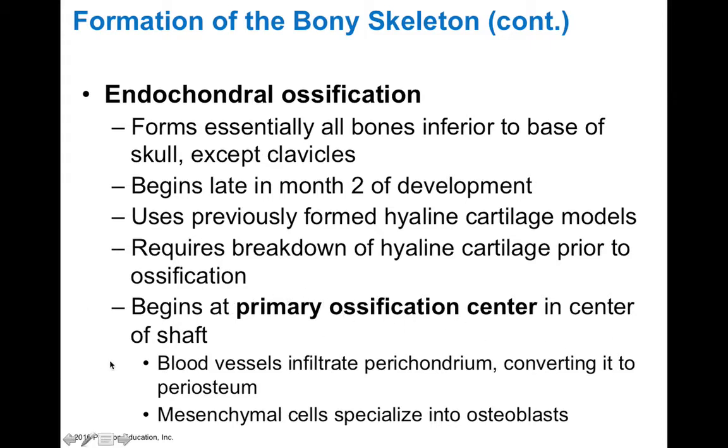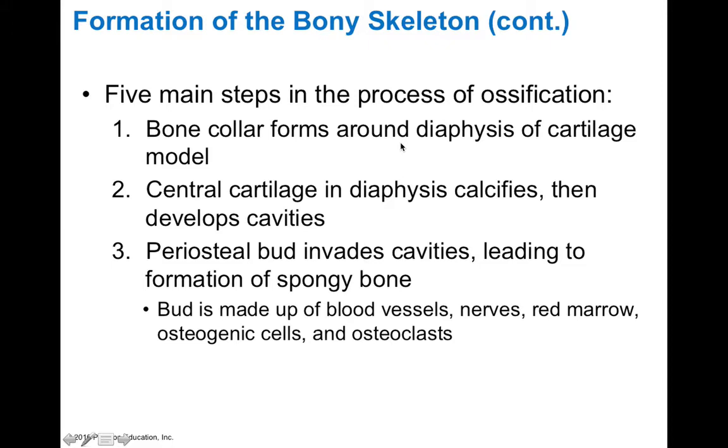Now you find this in the shaft of the cartilage, and essentially blood vessels infiltrate the perichondrium, converting it to periosteum, and then mesenchymal cells specialize into osteoblasts, which then can turn into that particular type of connective tissue, which is bone. Now, the 5 major steps of ossification are bone collar formation. This is the first step, which begins around the diaphysis of the cartilage model. The second step here is that cartilage in the diaphysis then calcifies and develops cavities.